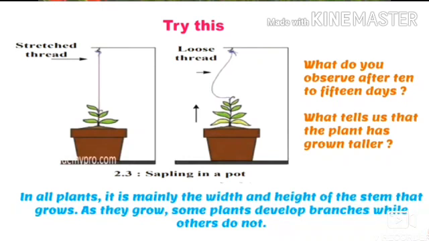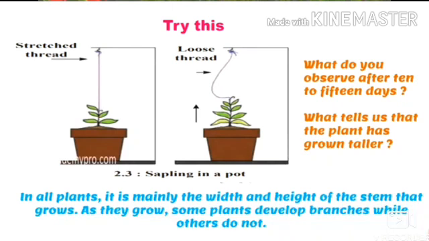After 8 to 10 days you observe that there is growth in the sapling, and the thread looks loose. Before, it was in a stretched position, but after 8 to 10 days it became loose. Why did this happen? There is growth in the plant. From this activity we can conclude that plants also have the characteristic of growth.